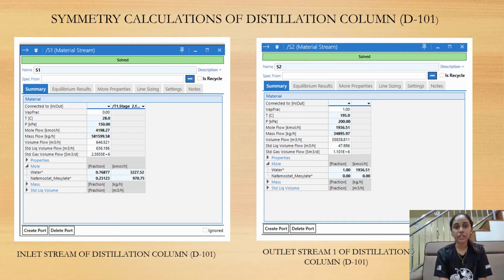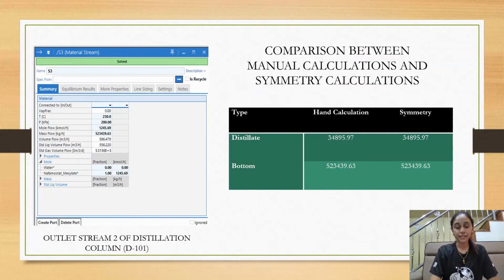Below are shown the symmetry calculations of distillation column D101 to compare between manual calculations and symmetry calculations. The first diagram shows the inlet stream of distillation column D101 and the second diagram shows the outlet stream 1 of distillation column D101. The third diagram here shows the outlet stream 2 of distillation column D101. Here, the overall symmetry calculations for the distillation column D101 is not shown because we were unable to converge it. Lastly, the comparison between manual calculations and symmetry calculations are shown in the table below.